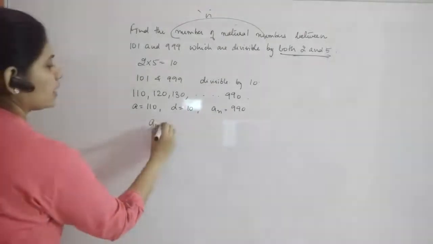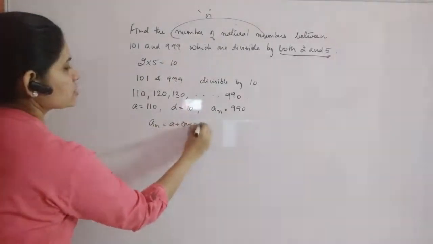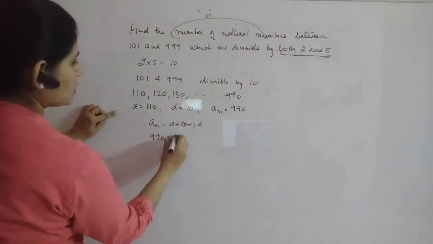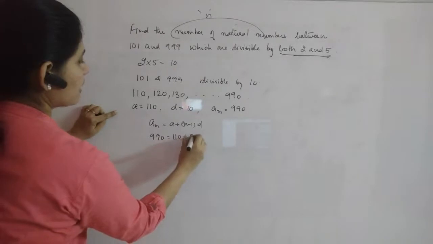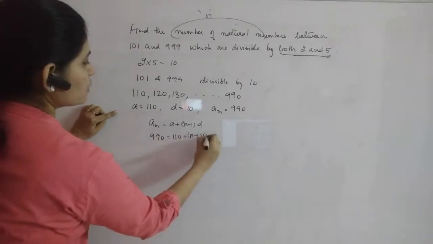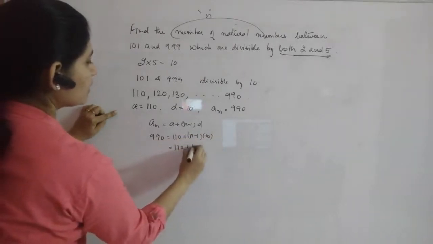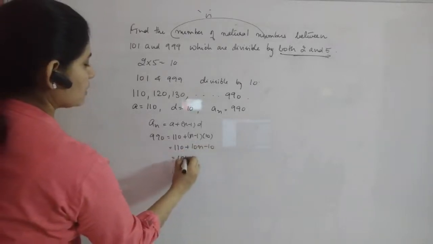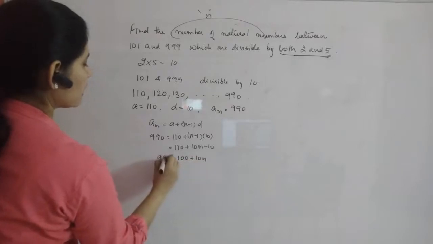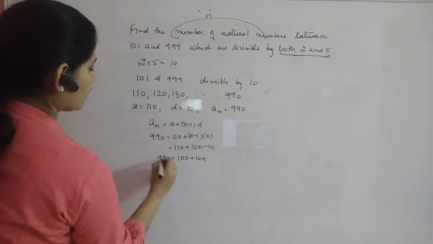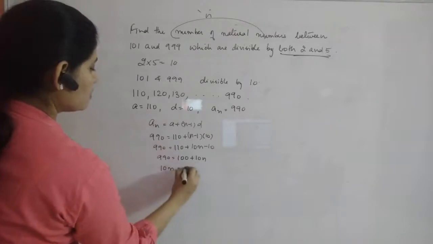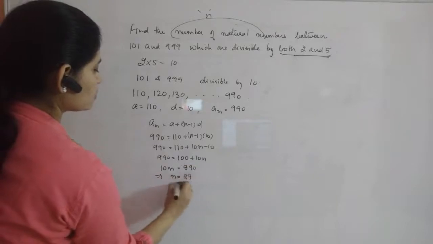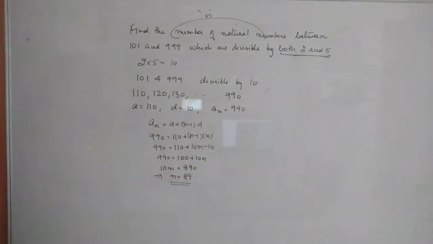Now using the formula AN is equal to A plus n minus 1 into D, it will give you n. So AN, 990, is equal to A, 110, plus n minus 1, where n we don't know, into D, which is 10. So 110 plus 10n minus 10; 110 minus 10 gives 100, plus 10n is equal to 990, or 10n is equal to 890, that is n is equal to 89, right?